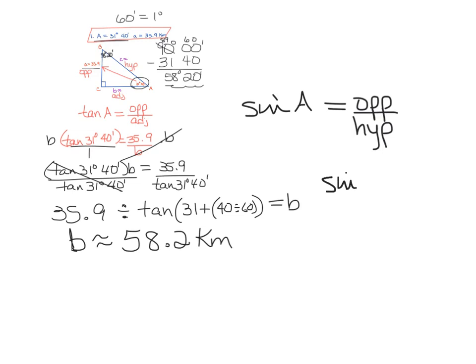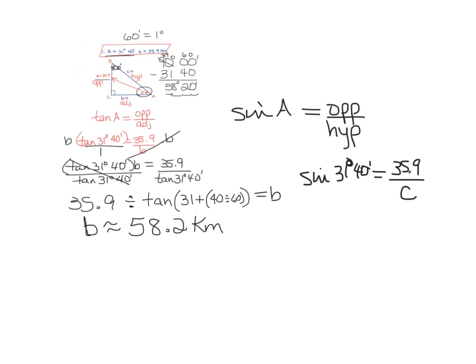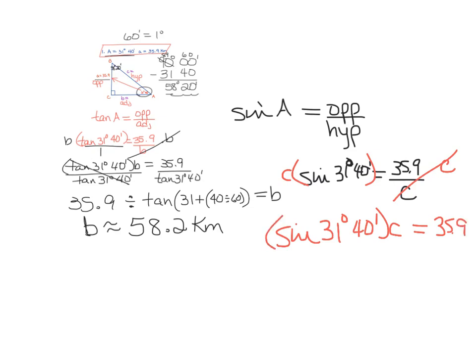So sine of 31 degrees, 40 minutes, equals, and again I have opposite, but I don't know the hypotenuse, that's my letter C. Now I need to solve this equation. So I would multiply both sides by C to get it out of the denominator. And now I have sine of 31 degrees, 40 minutes, times C equals 35.9.